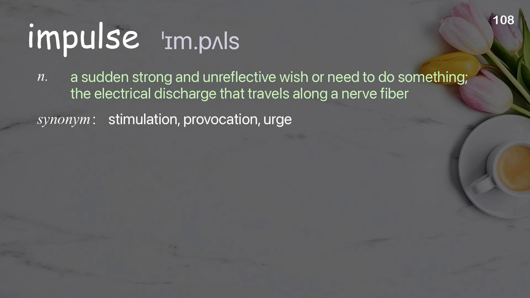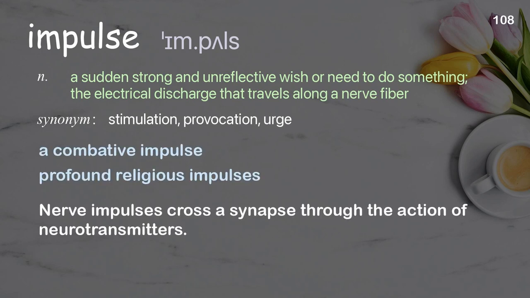Impulse. A sudden, strong, and unreflective wish or need to do something. The electrical discharge that travels along a nerve fiber. Examples. A combative impulse. Profound religious impulses. Nerve impulses cross a synapse through the action of neurotransmitters.